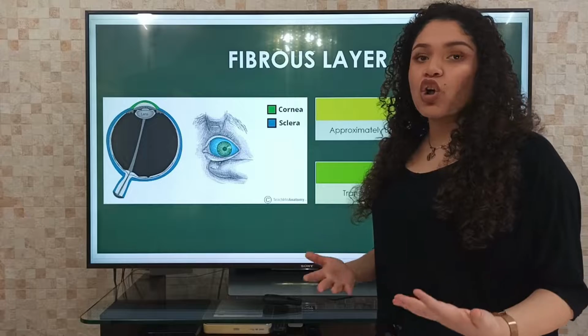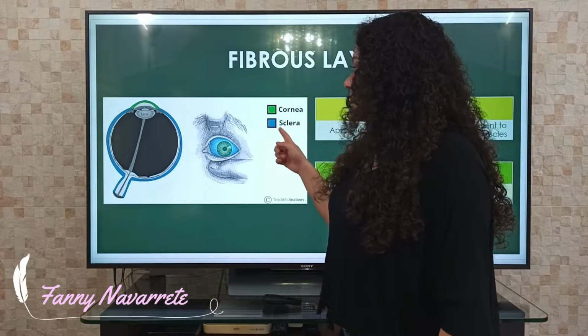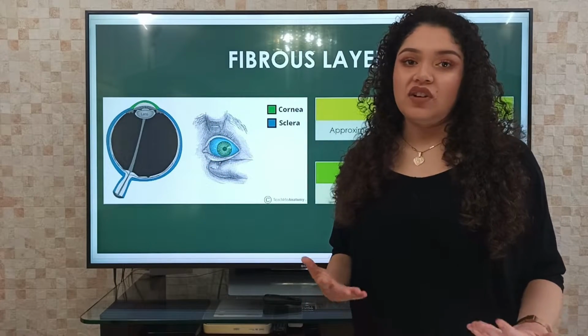And in the picture, we can appreciate different colors for different structures. The cornea is in green, and in real life it is transparent, and the sclera is in blue, but in real life it is white.